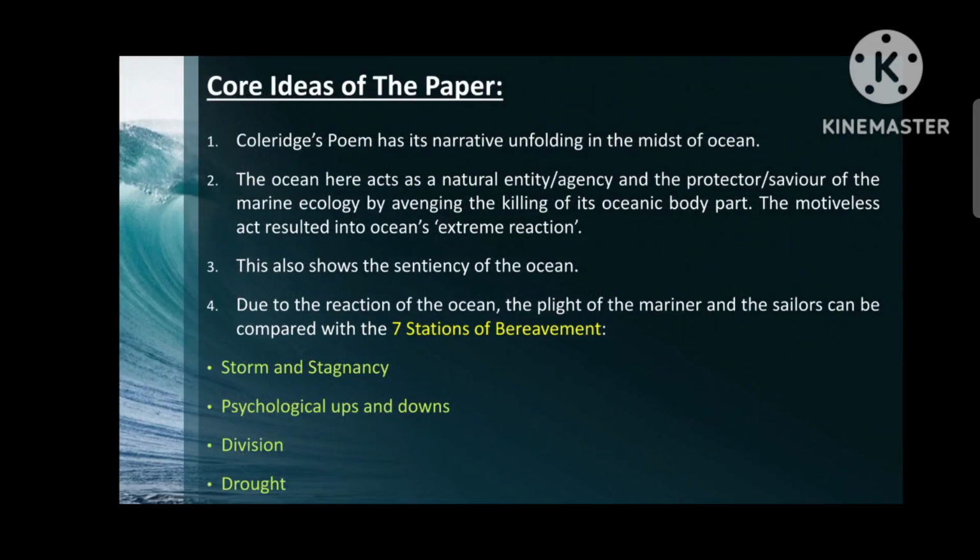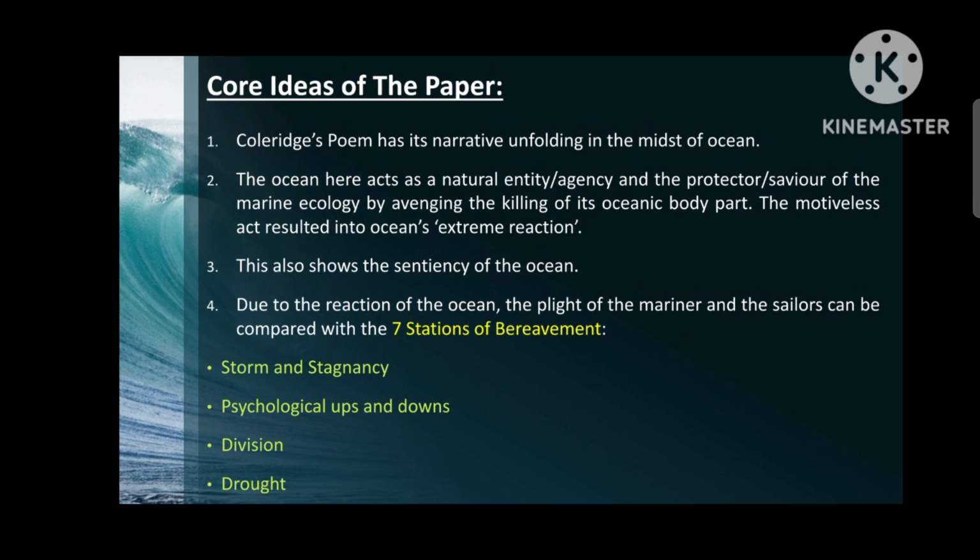Now the core ideas of this video or this paper, yes, Coleridge's poem has its narrative unfolding in the midst of the ocean. Now the locale or the setting of this poem is the southern ocean, the southern part of the ocean. So the major part of this poem is narrated amidst the ocean. The ocean here acts as a natural entity, agency, and the protector, savior of the marine ecology by avenging the killing of its oceanic body part. The motiveless act resulted in the ocean's extreme reaction, right?